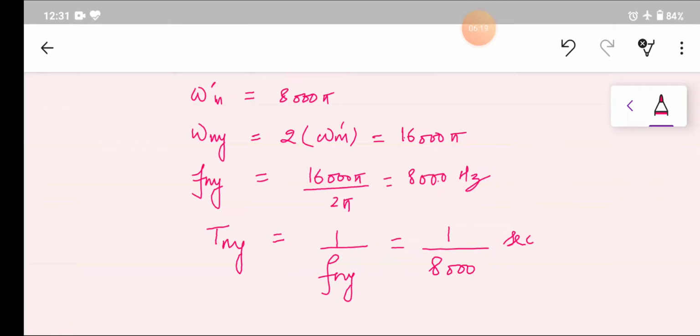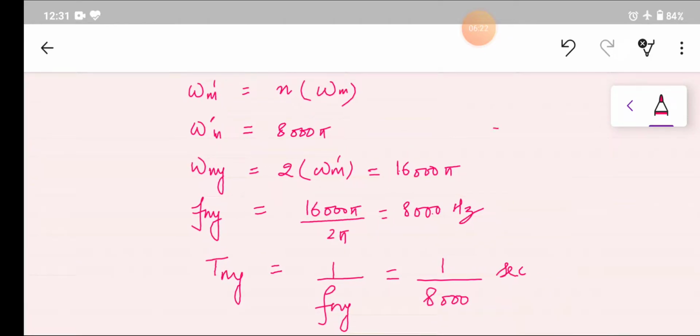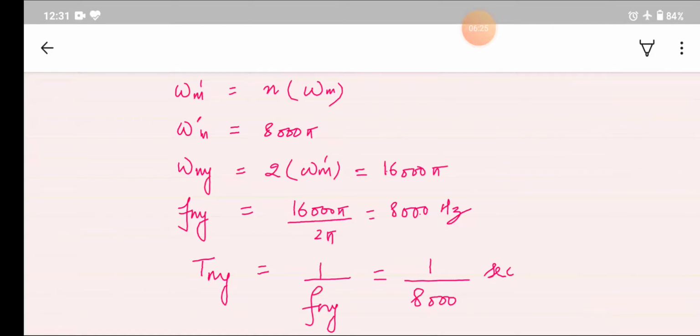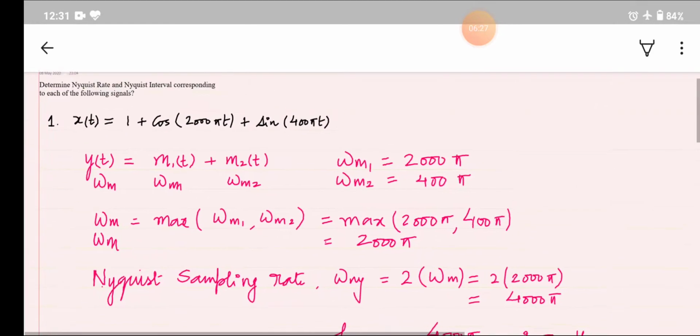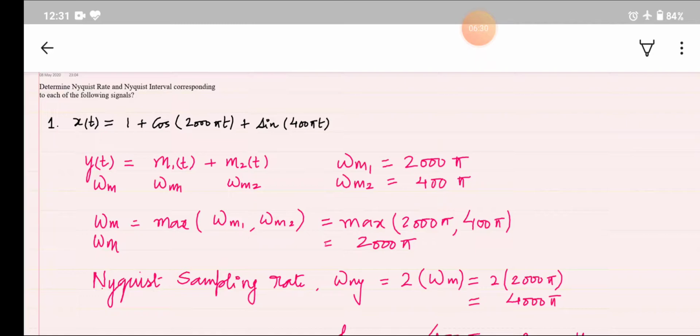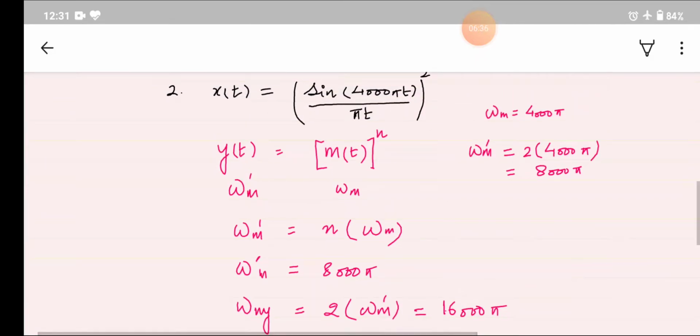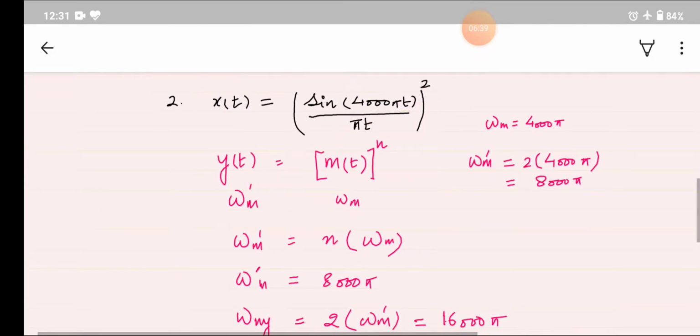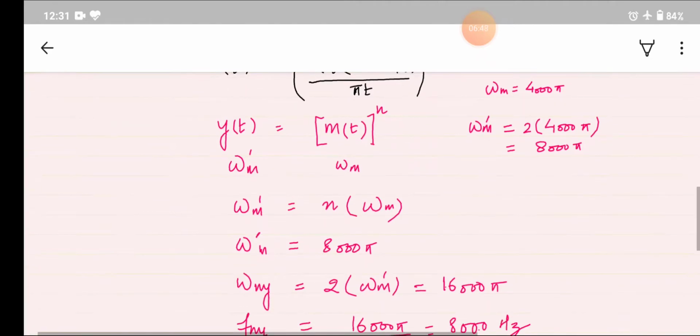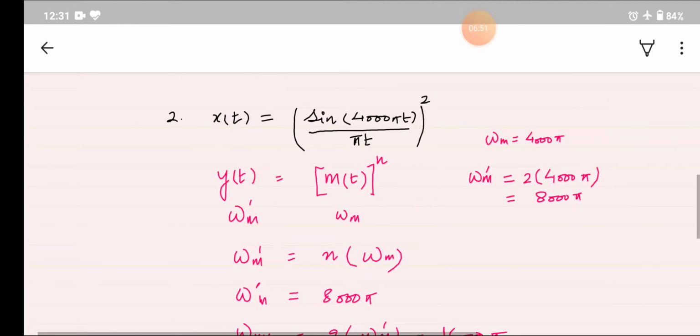So in this way you have seen two problems based on the Nyquist sampling theorem and Nyquist rate. Let us quickly recap. You have seen one problem where the signal is the sum of two signals. Then we have seen where the signal is the square of the original signal mt, or if any signal mt has a power equal to n, then what will be the Nyquist sampling rate? If n is equal to 3, then omega m dash will be 3 multiplied by 4,000, that is 12,000 pi.